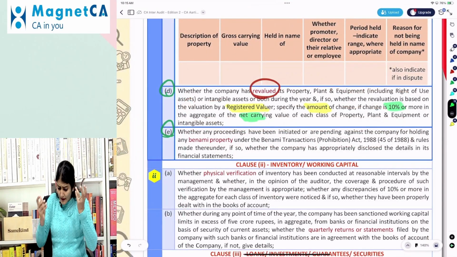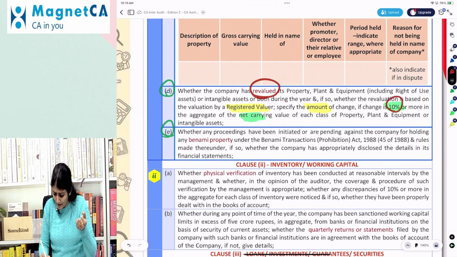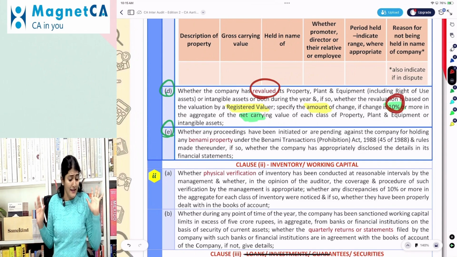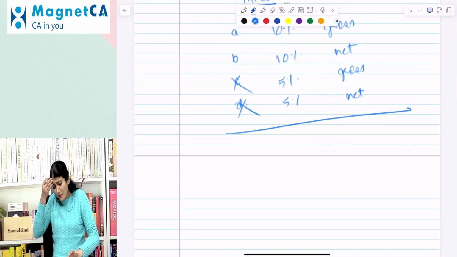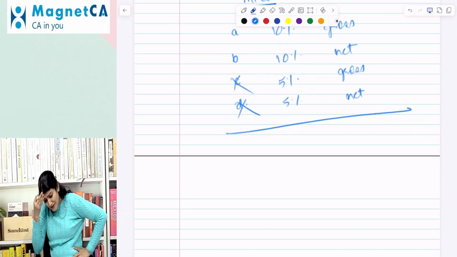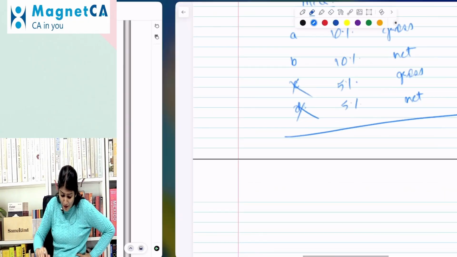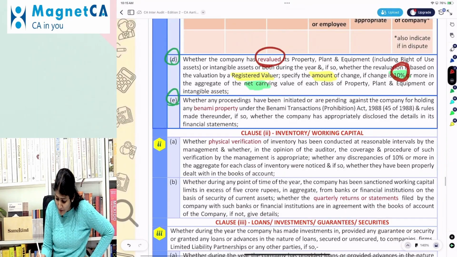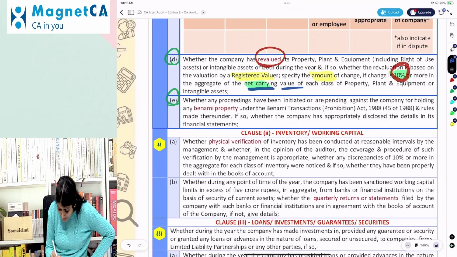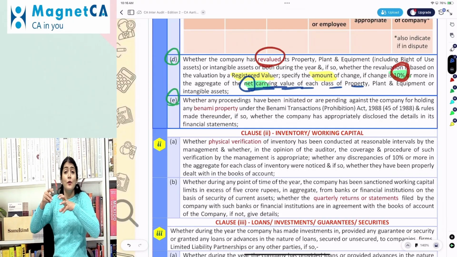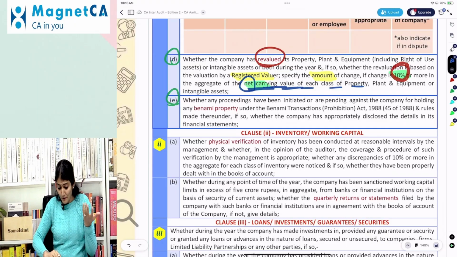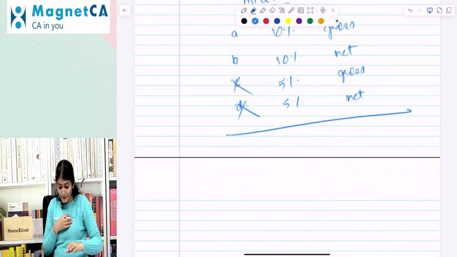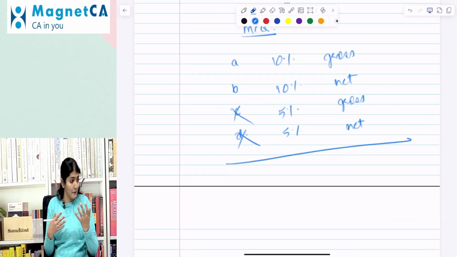Now if you have studied, you might remember that it was 10%, not 5%. So if you remembered that much, anyway C and D are out. Now you say, madam, I don't remember whether it was 10% of the gross carrying value or 10% of the net carrying value. Now you read over here, it is 10% of the net carrying value of each class of the PPE or the intangible assets. Right? So obviously, C and D are out. So A or B, which is the correct option?